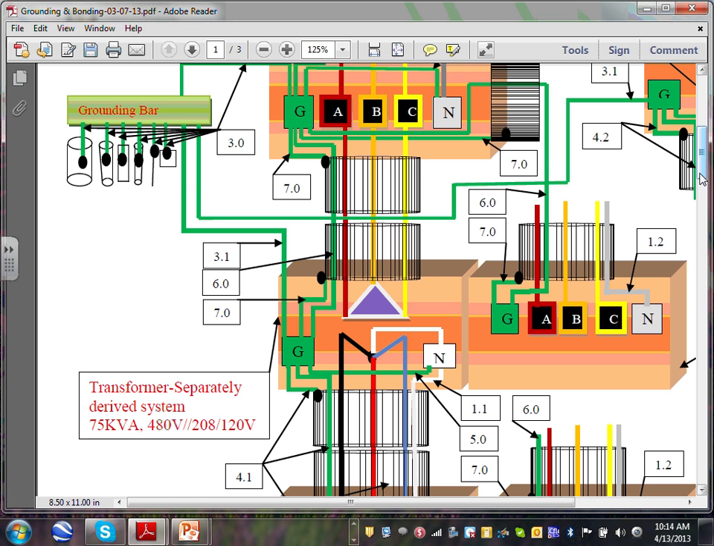So when we have a separately derived system, guys, you bond the neutral to the ground. You have to pull a new grounding electrode conductor to be tied to the grounding electrode system in your building. You have to have something called a supply side bonding jumper that ties the two equipments together on the secondary side. On the primary side, you have to have an equipment grounding conductor and or main bonding jumper, load side. It could be the same wire to tie the two equipments together, and they're sized differently.